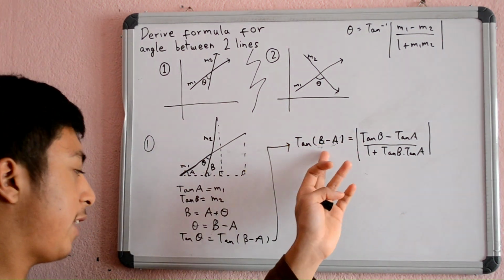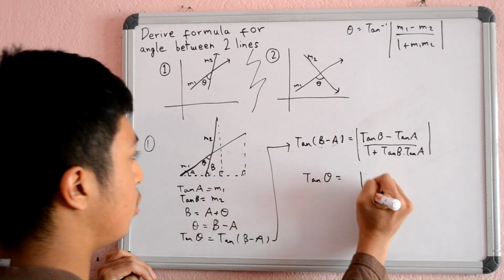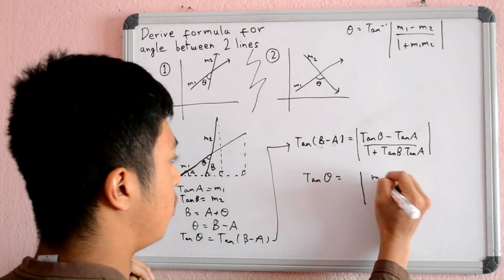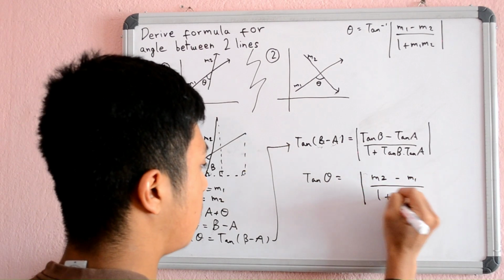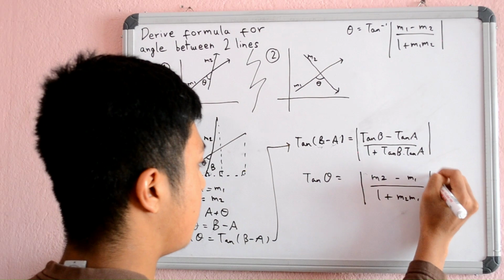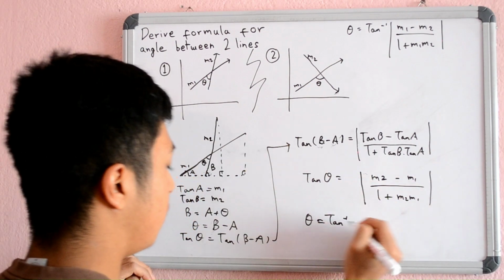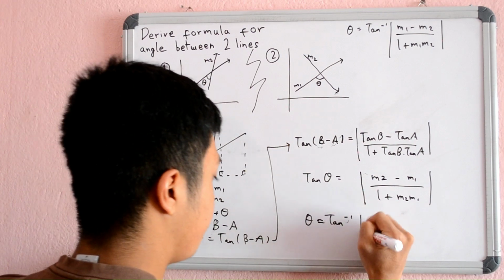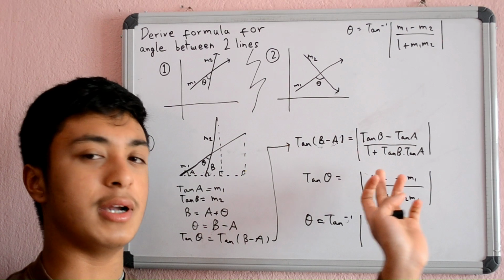Now this tan(b minus a) is just tan theta, which equals tan b is m2 minus m1 by 1 plus m2 m1. That means theta is equal to tangent inverse, right? But right here you can see we have m1 minus m2, but here we have m2 minus m1.